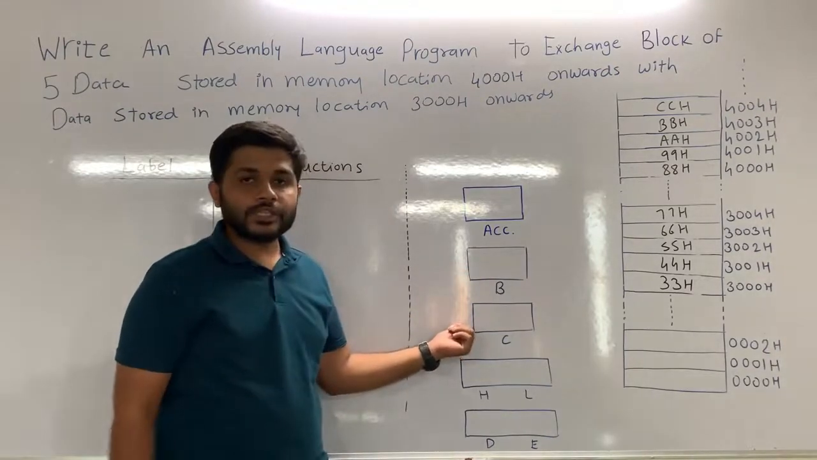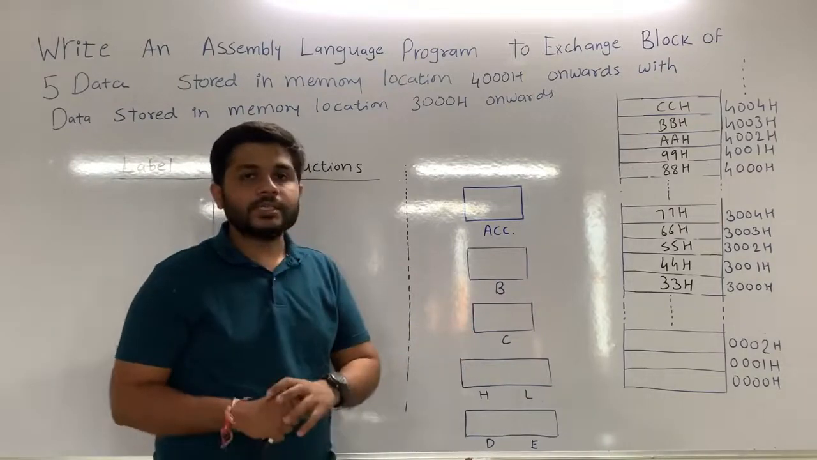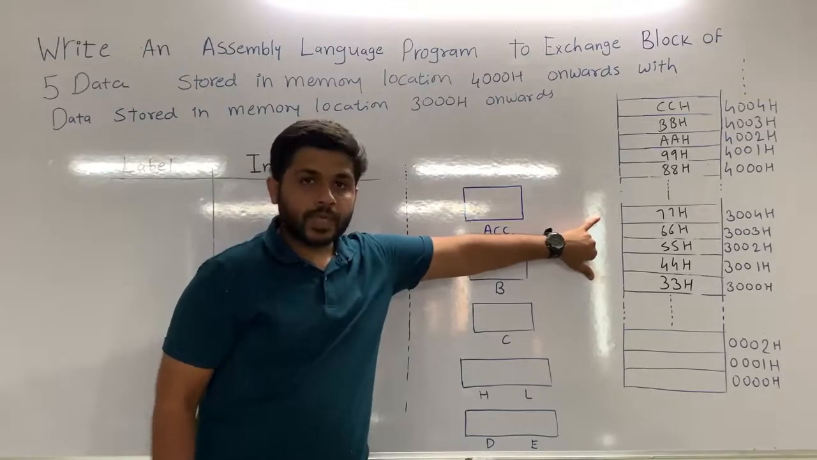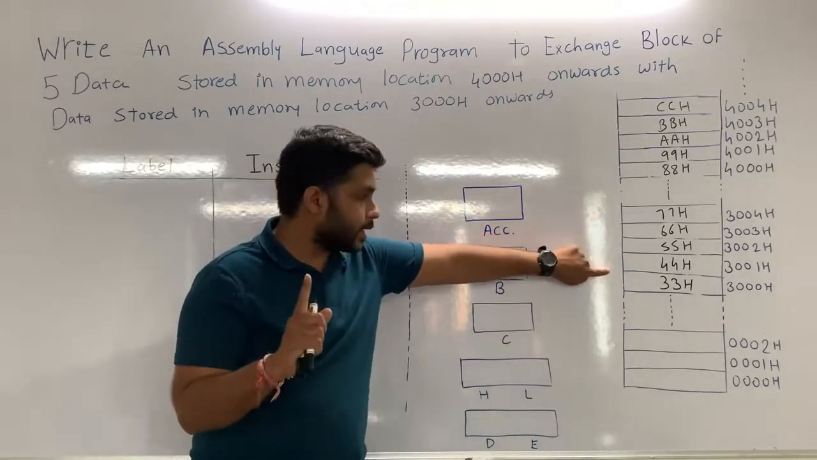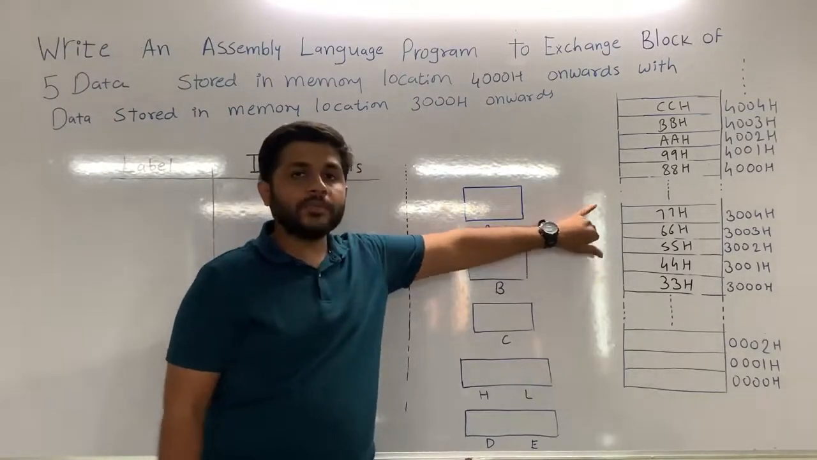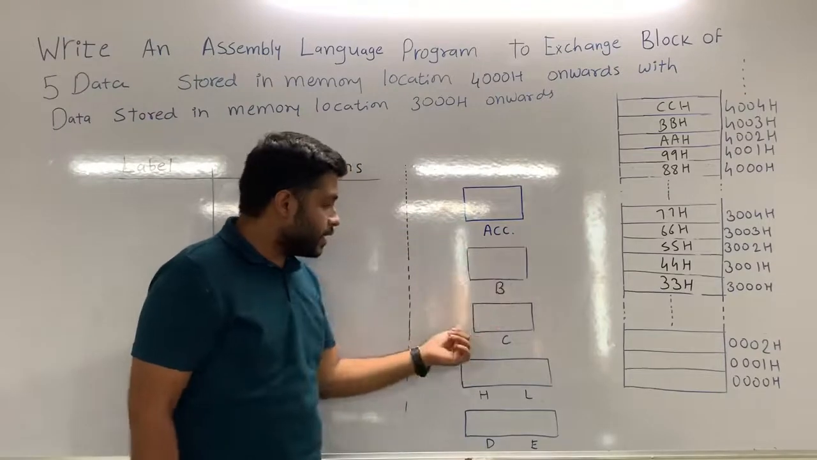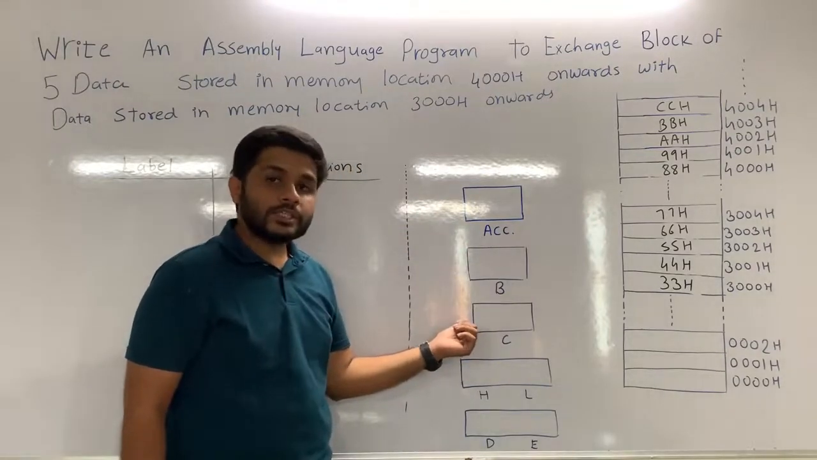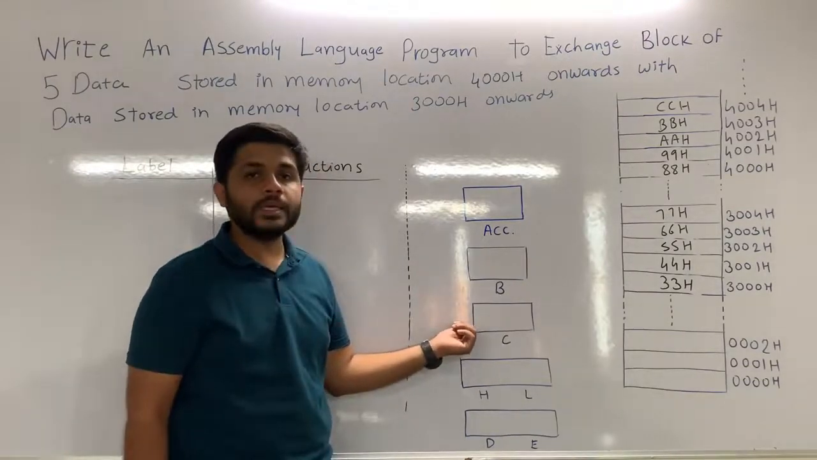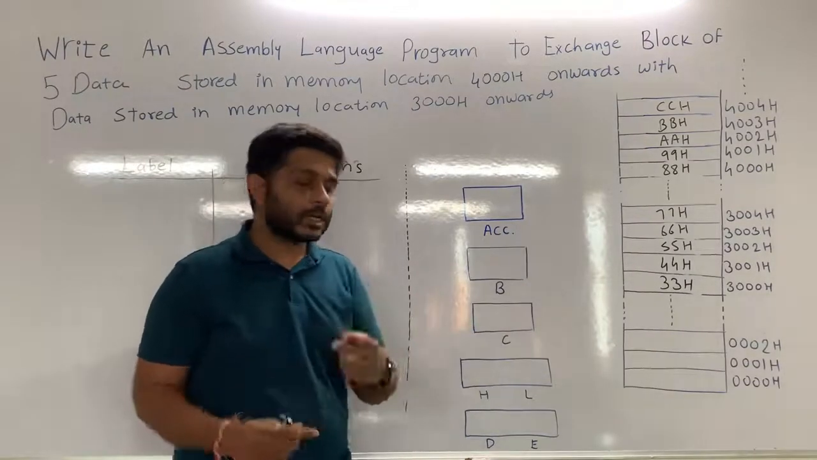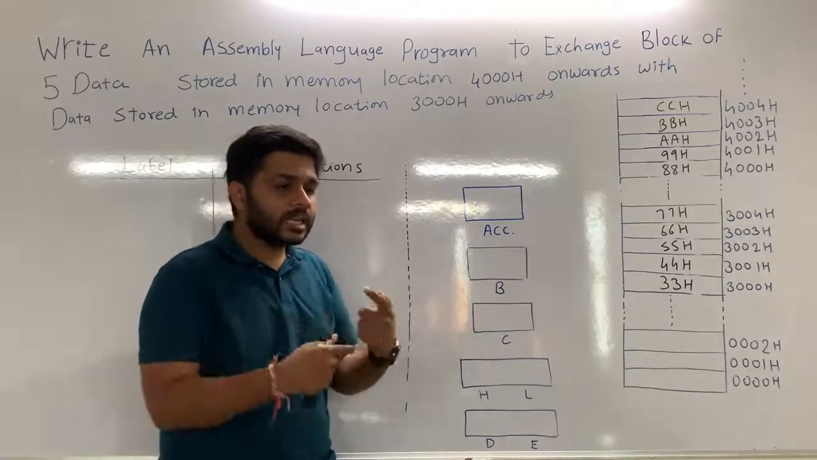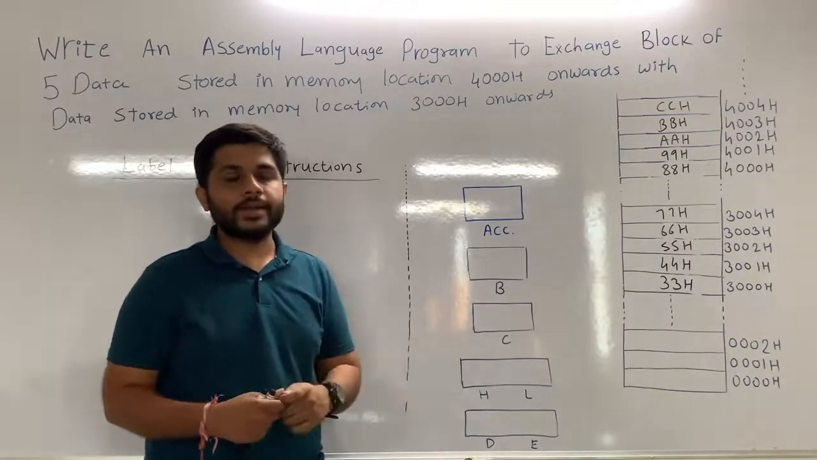After that, the register C. We will use this register C as a counter. We have to exchange a block of 5 data. After the exchange of one data is done, the value of the counter will be decremented by 1. So we will initialize the counter, the register C, with 5. After we have exchanged one data, the value of the counter will be 4. After we have exchanged two data, the value of the register C will become 3. So it will decrement every time we have exchanged one data.